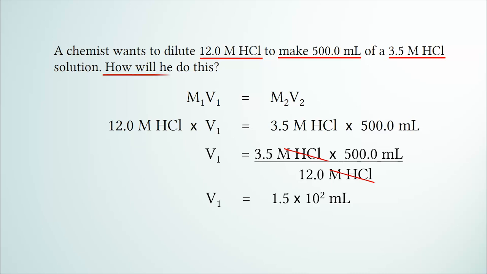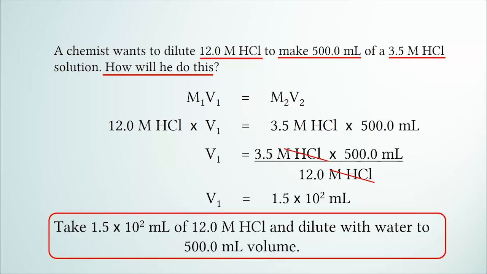Now the question asks us, how will he make the desired solution? The answer is that he needs to take 1.5 times 10 squared milliliters of the original 12.0 molar acid solution and dilute it with water until it reaches 500.0 milliliters of volume. Then he will have 500.0 milliliters of a 3.5 molar solution.